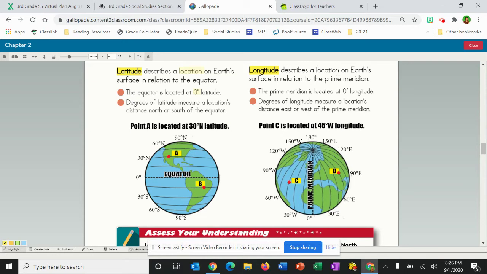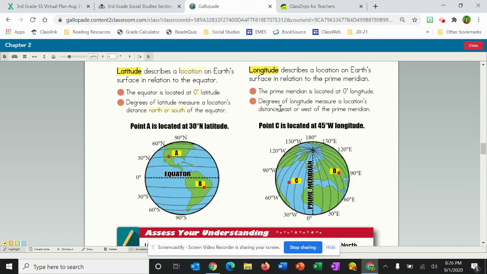Longitude describes a location, oh, it's not letting me highlight, location on Earth's surface in relation to the prime meridian. So the prime meridian is located at 0 degrees longitude, and the degrees of longitude measure a location's distance east or west of the prime meridian. So north or south is latitude, east or west is longitude.